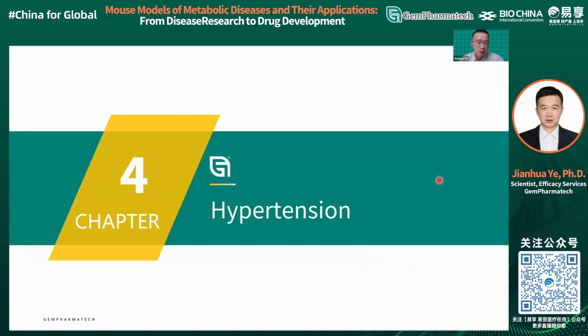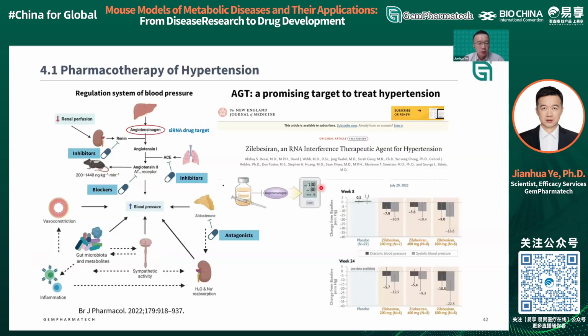In the last chart, I'll talk about hypertension. This picture on the left shows the regulation system of blood pressure. This is the standard RAS regulation of blood pressure. Here we can see the renin and the angiotensinogen. The renin will convert the angiotensinogen to angiotensin 1, and the ACE will convert the angiotensin 1 to angiotensin 2. And from this picture, we can also see aldosterone, which also regulates the blood pressure.